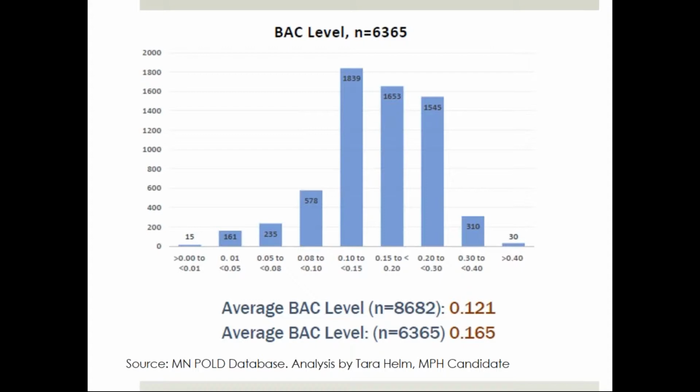Now, for those of you who are familiar with BAC levels, you know that that is generally a significant level of impairment, 0.08 being the legal limit for driving. So 0.165 is more than twice the legal limit for alcohol use. And you can see that we have had 30 cases where the BAC was over 0.40, which is actually considered a lethal dose of alcohol.